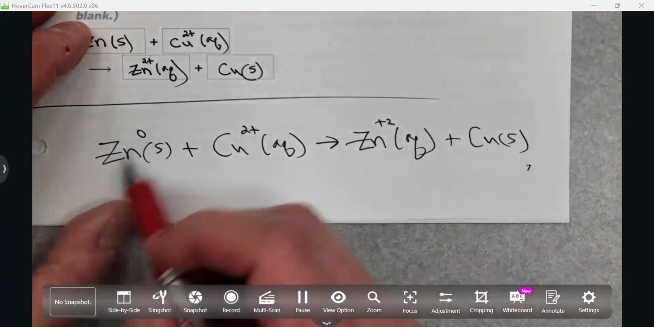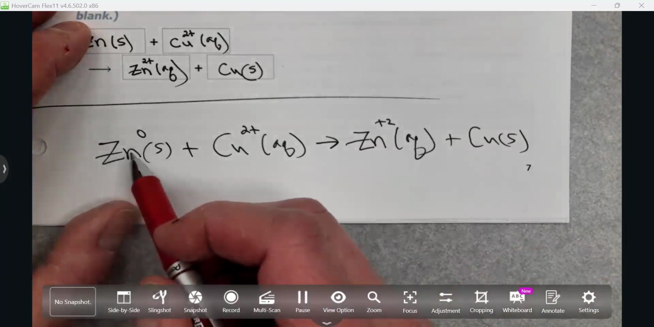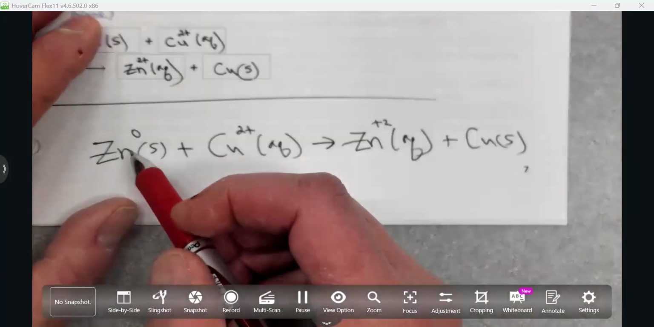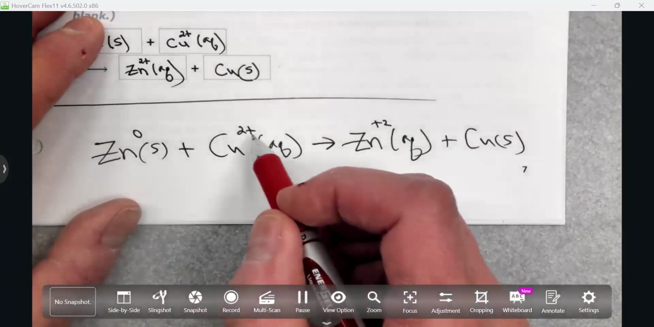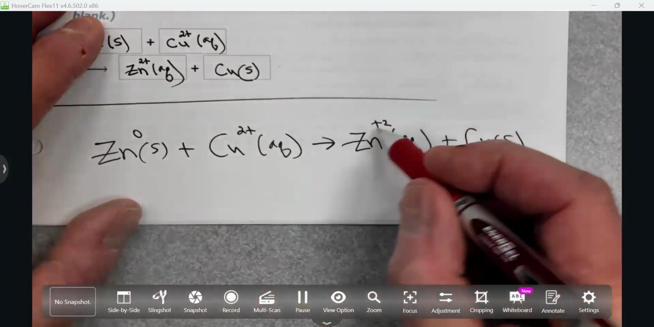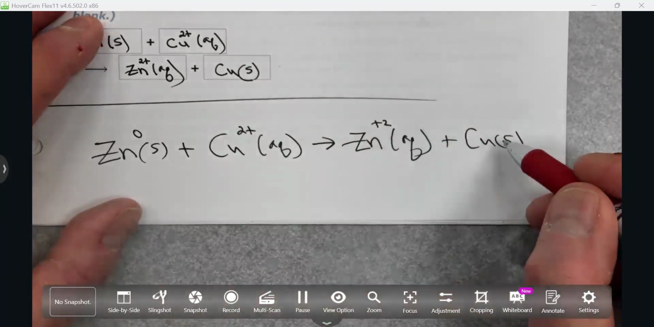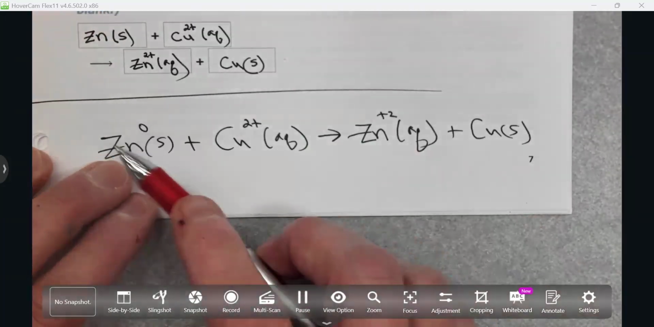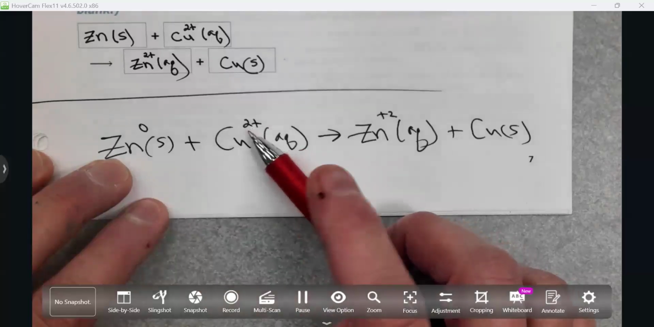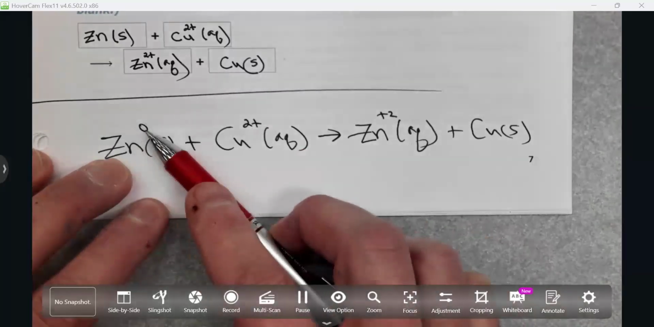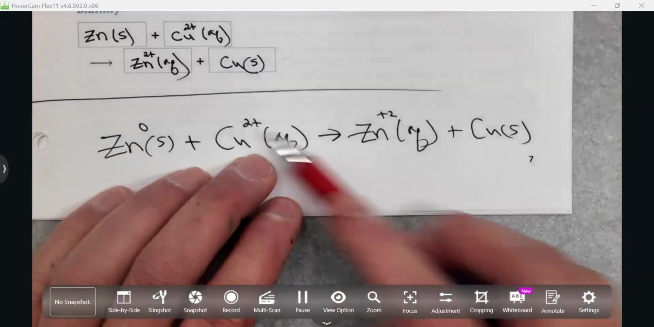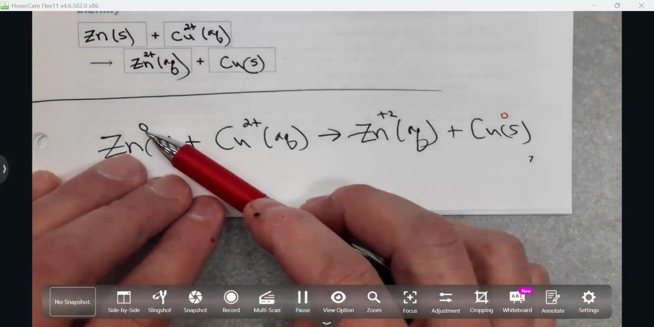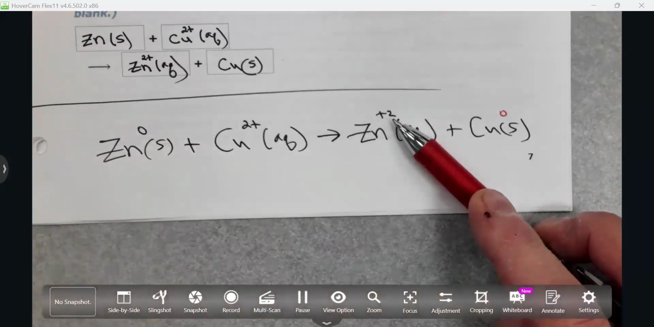Zinc 0. This is a chunk of zinc. No charge. This would be solid zinc that you could hold in your hand. Just looks like it's a metal. This we know is in solution, correct? Aqueous. This is zinc plus 2, and this would be solid copper. So what's really happening here is zinc is giving this copper 2 electrons, correct? If zinc gives copper 2 electrons, we end up with copper with no charge. And if zinc gives up 2 electrons, it would have a charge of plus 2.